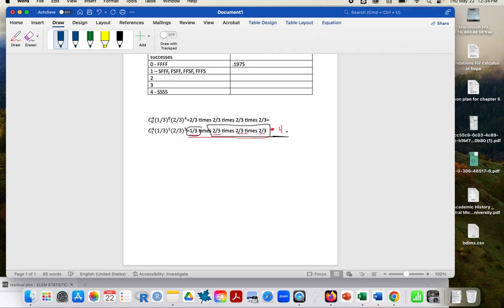All right, so I'm now going to show you how to do this on the calculator. And what you're going to do is hit the 2nd key, and then you're going to find the vars key.